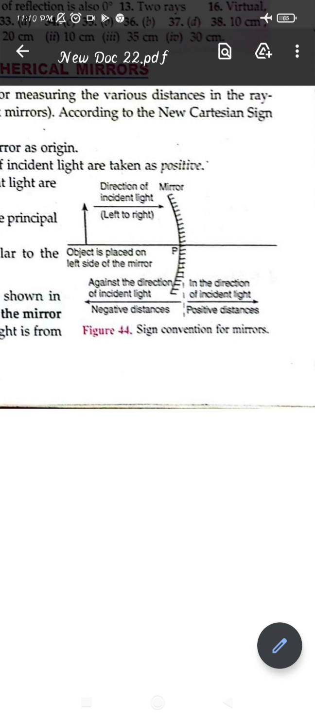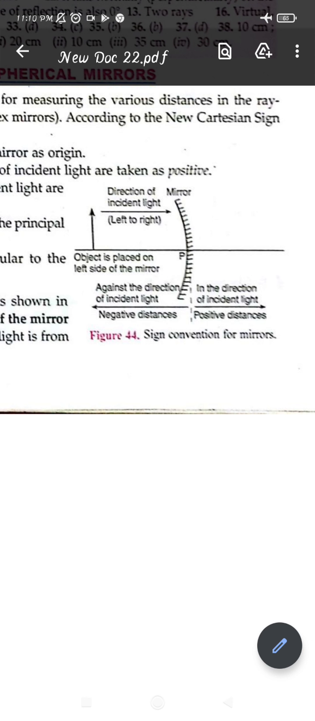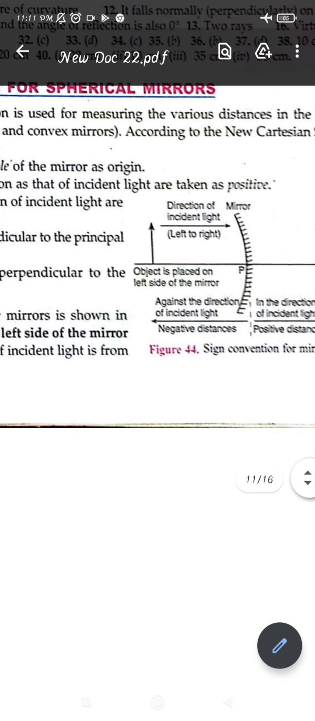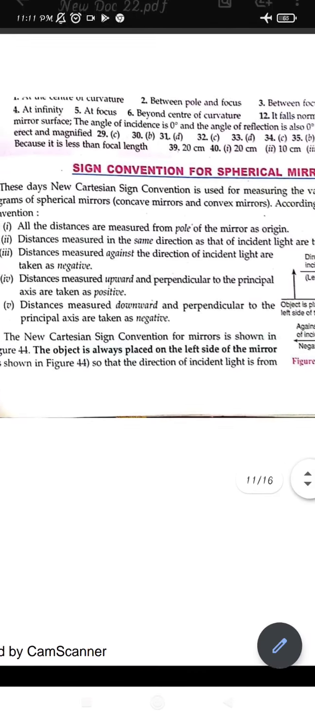Okay, and there are more rules also. For the height of the object, if it is kept at the top, then it is on the positive y-axis, so the value will be positive, and if it is kept at the bottom part, then it is similar to the negative y-axis, so it will be negative. The distance taken against the incident light will be negative, and if it is taken along the incident light direction, then it is positive. So these are the sign conventions which we have to use in the numericals also.